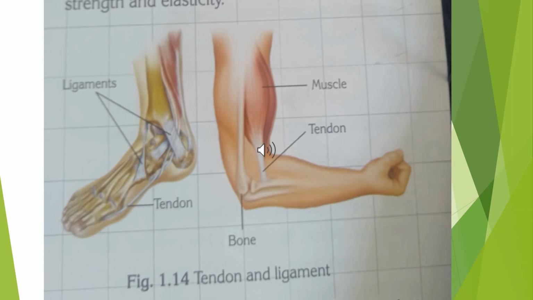Tendon. Tendon is a stretchy tissue that attaches muscle to bones. Very important. Muscle to bone. It attaches muscle to bones. It helps in the movement of muscles and bones together. So they're very important. Next, the cartilage.